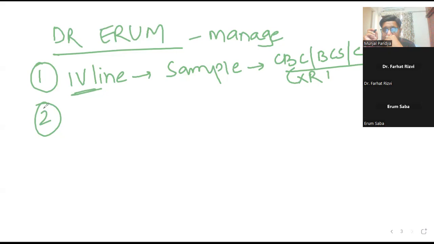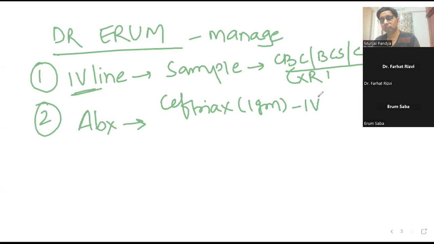Sir, to control the fever, I will give the empirical antibiotic. Okay, so your first step after taking the IV line is the antibiotic. Which antibiotic, in which dose, and what frequency will you give? Sir, I will give ceftriaxone 1 gram. How frequently? Sir, IV BD. Okay, fine. Is that all, or do you want to add anything, or is it enough?